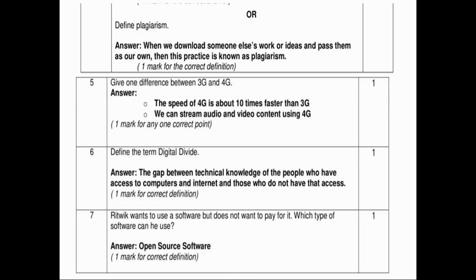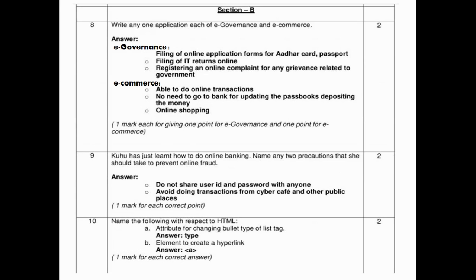Define the term digital divide. What do you mean by digital divide? The answer will be: the gap between the technical knowledge of the people who have access to computers and the internet and those who do not have that access. This is known as the digital divide. Question number 7. Ritik wants to use a software but does not want to pay for it. Which type of software can he use? The answer will be open source software. Let's move to the next question.